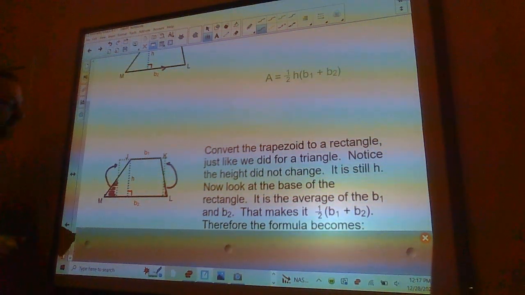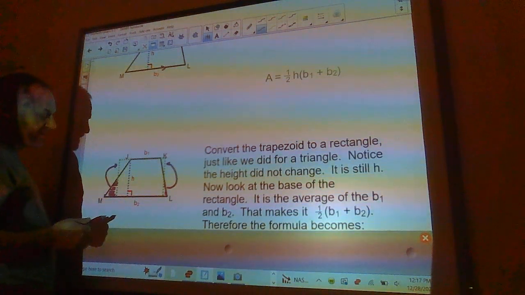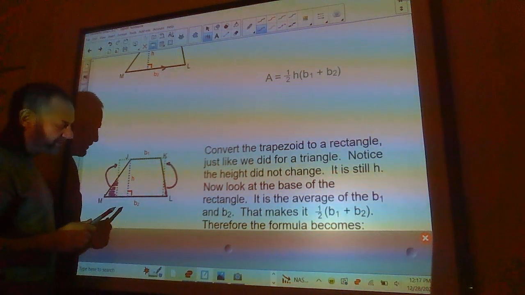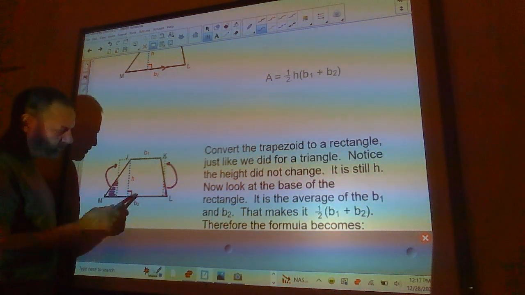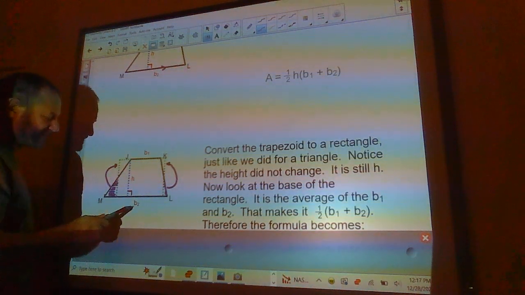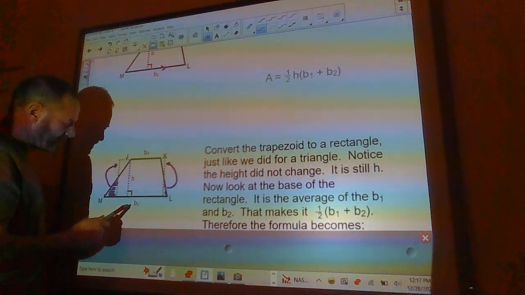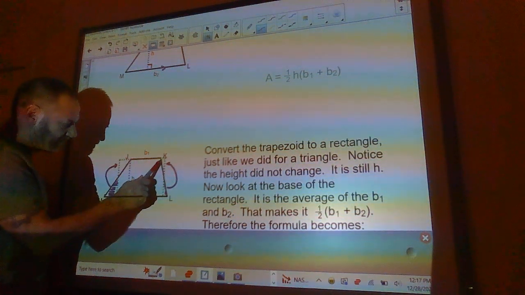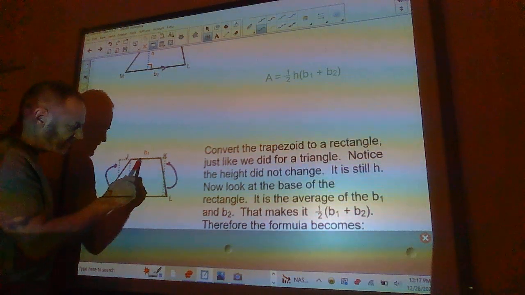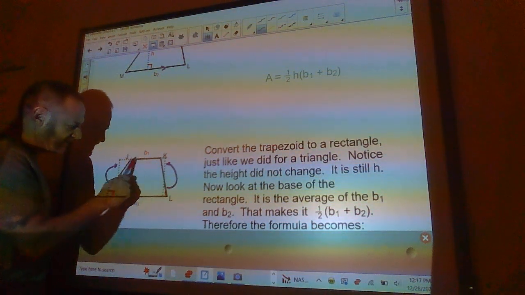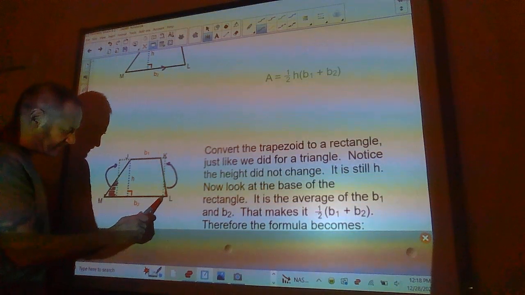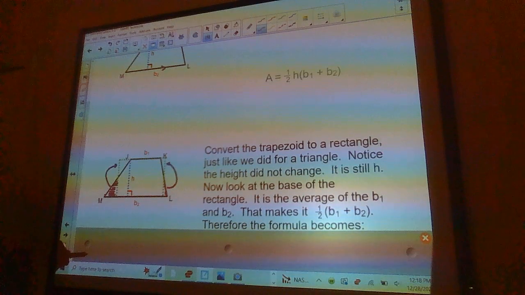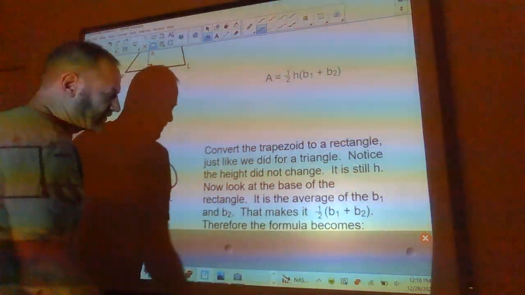Now remember, the area of a rectangle is the base times the height. So here's the height. That stays the same. Now the base is a little tricky, because it's neither one of these two bases. But what it is, it's the average of these two, okay? Because I cut this off here, and I moved it up here, and I cut this off here, and I moved it up here. Basically what I did was this distance right here is the average of this distance from M to L and J to K. Okay, how do you find the average of two numbers? You add them together and you divide by 2.